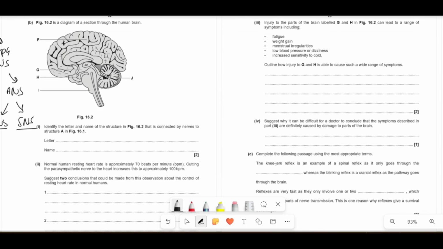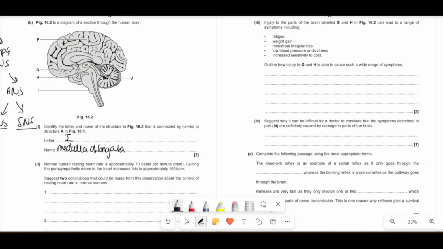So here it's a diagram of the human brain, and it says identify the letter and name of the structure that is connected by nerves to structure A. So we're looking for what the letter is. So the thing that's connected to it is the medulla oblongata, which is at the bottom of the brainstem, which is I.